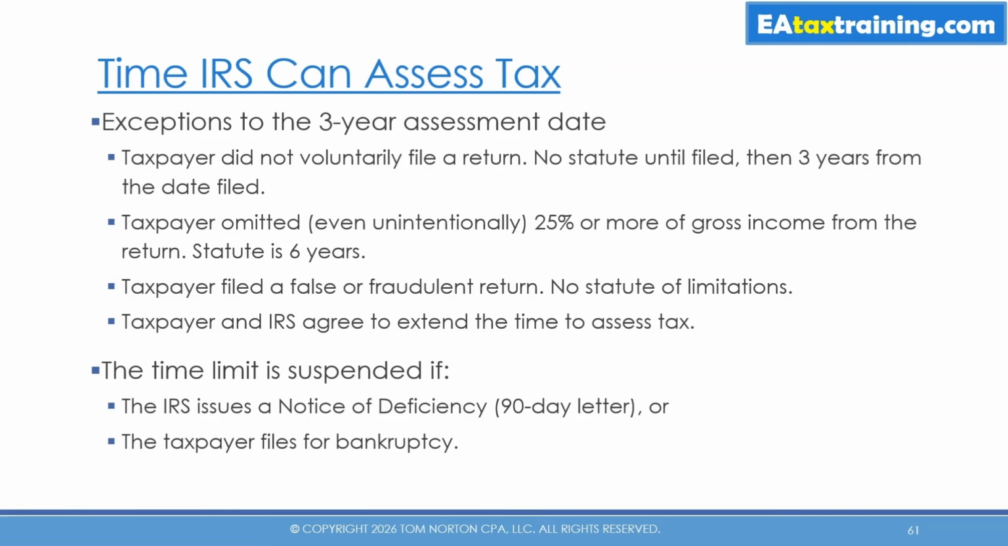There can also be a suspension if the taxpayer files for bankruptcy. Remember, we said if they file for bankruptcy, then all assessment and collection efforts have to stop. Well, since they have to stop, the IRS is no longer allowed to assess tax. That suspends the time period. So again, they file bankruptcy 2.5 years into the 3-year statute of limitations. That is now suspended. And then once the taxpayer is out of bankruptcy, then that time would restart again.